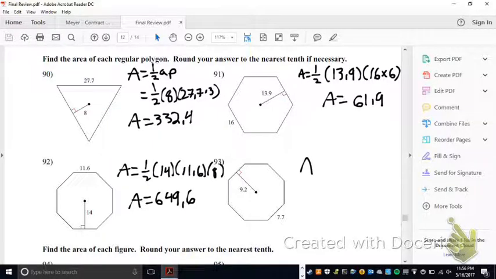Here we have another octagon. Area equals 1/2 the apothem times the perimeter. The apothem is 9.2.